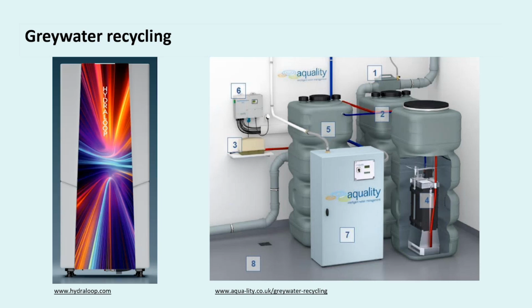So a grey water recycling system could consist of an individual property level system, such as the hydro loop pictured here on the left, looking very snazzy. You can, I think, have any design printed on that front panel. And they cost from £5,000 per dwelling. Or, for example, the equality system on the right, which can be incorporated into individual properties or scaled up for use in high-rise developments and commercial buildings. And they're widely in use in the King's Cross development in London.